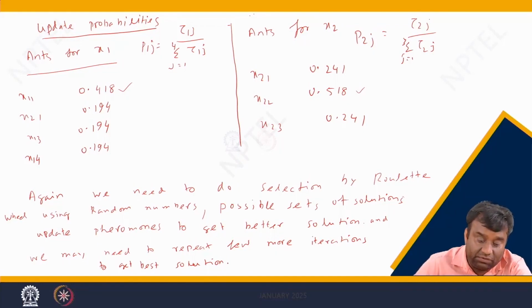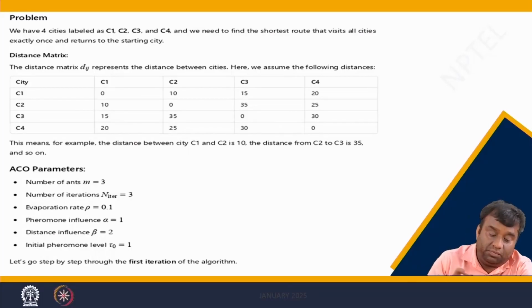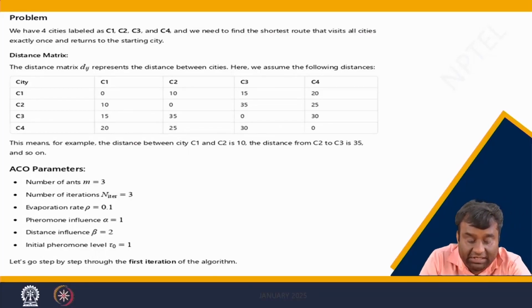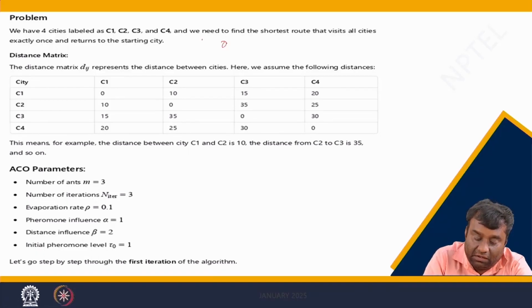Let's check another example. So this is the problem. We have 4 cities labeled C1, C2, C3 and C4, and we need to find the shortest route that visits all cities exactly once and returns to the starting city, or the origin city.